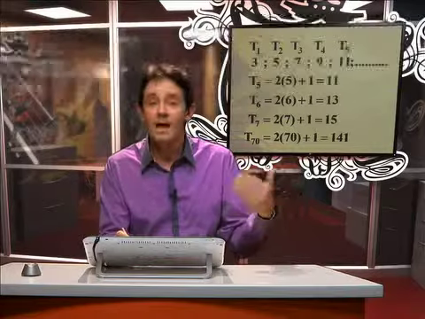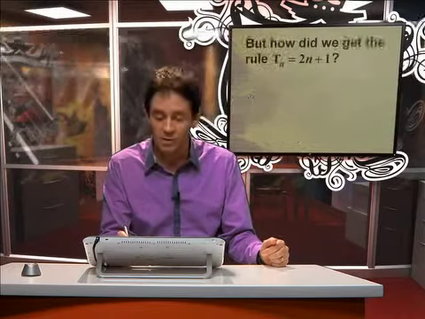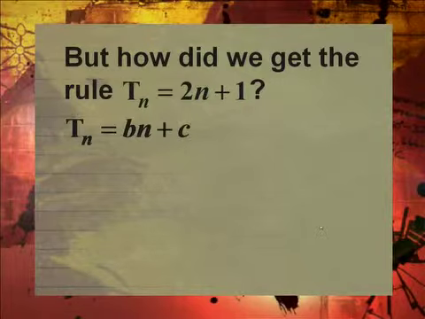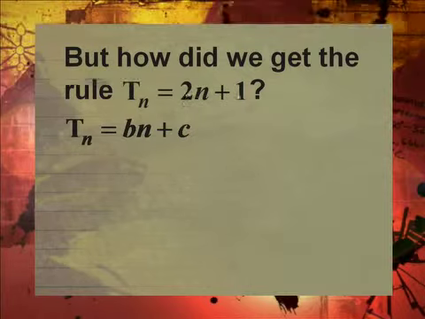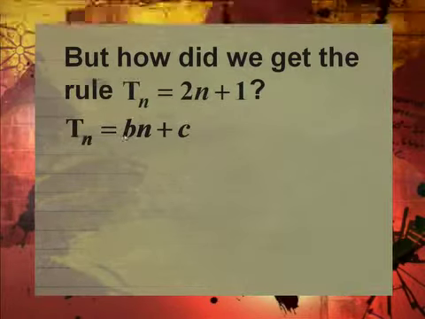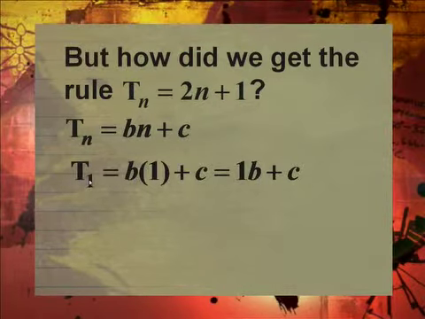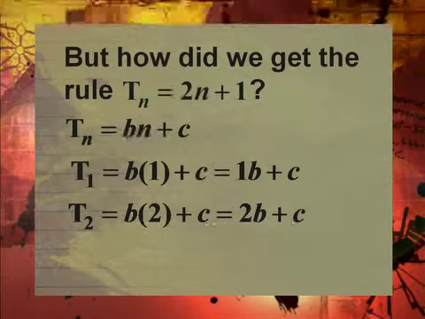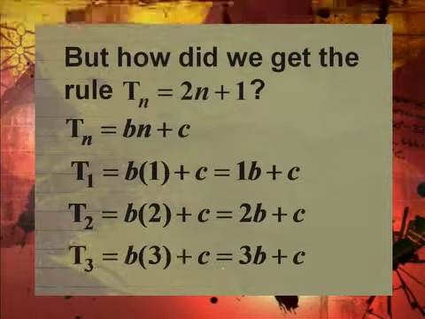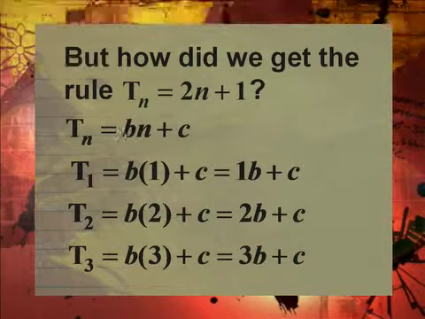But the problem is, how on earth did we get that? Well, let's have a look. How did we get the rule? I don't know what the 2 and 1 are, so what I do is I say bn plus c. Let's just call those something we don't know. If we get the first term, we replace n with 1, we get b plus c. The second term is 2b plus c. The third term is 3b plus c. You're just simply substituting into this. We don't know what 2n plus 1 is, so we're going to treat it as bn plus c.